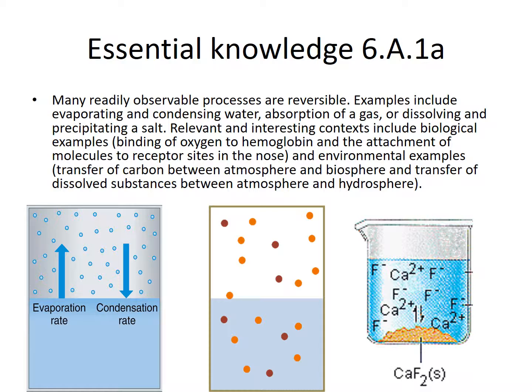So many readily observable processes are reversible. Examples include evaporating and condensing water, absorption of a gas, or dissolving and precipitating a salt. We are dissolving the salt calcium fluoride. We are precipitating the salt calcium fluoride.